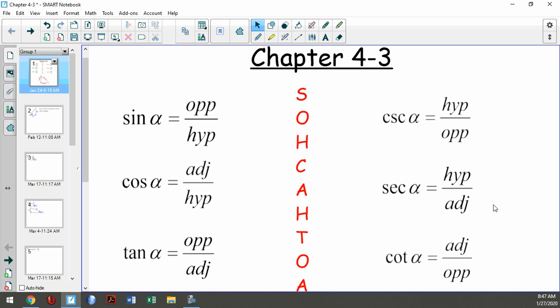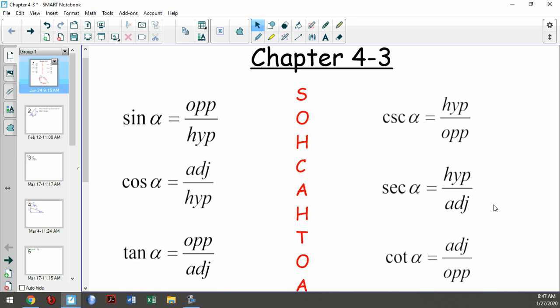Cosine is adjacent leg over hypotenuse. And tangent is going to be opposite over adjacent. If you know sine, cosine, and tangent, you automatically know cosecant, secant, and cotangent respectively. Do we all understand that? Have you ever understood the word respectively in mathematics when used in a sentence?